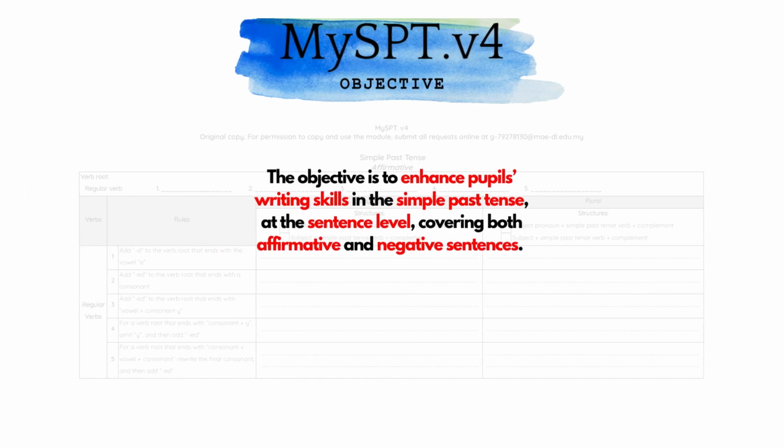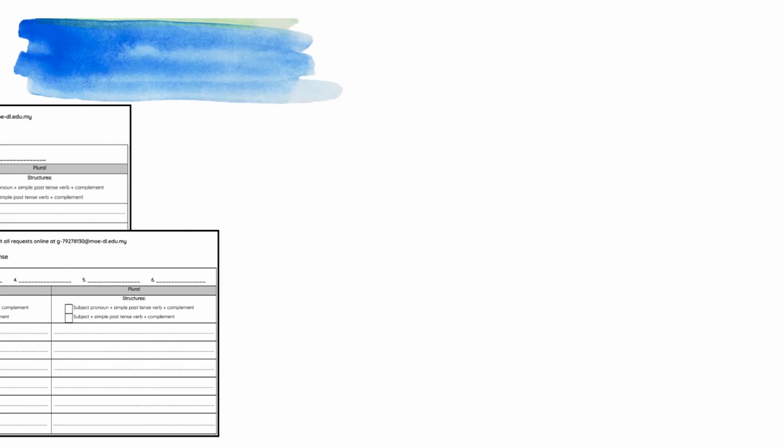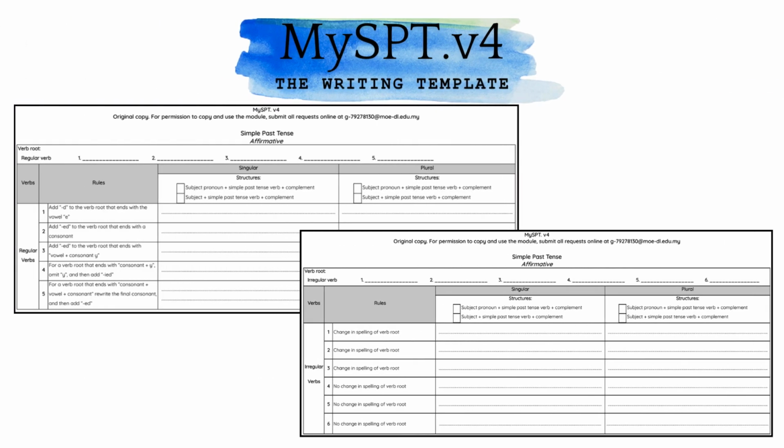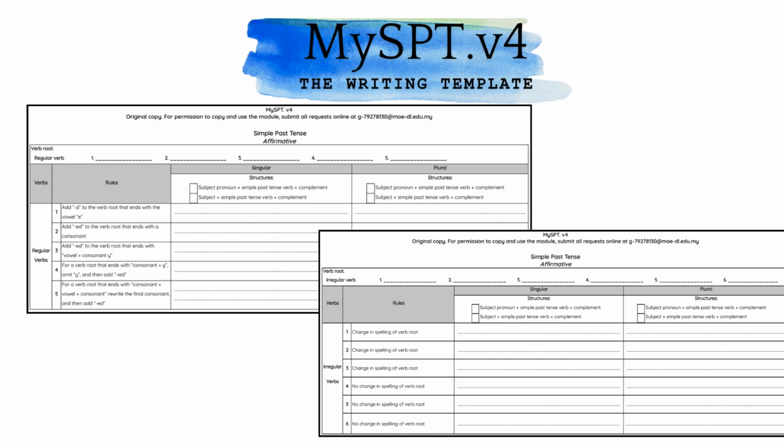MySPT version 4, the objective. The objective is to enhance pupils' writing skills in the simple past tense, at the sentence level, covering both affirmative and negative sentences. MySPT version 4, the writing template. The figures illustrate the writing templates designed to help pupils write affirmative sentences in the simple past tense, using both regular and irregular verbs in singular and plural forms. The grammar rules, including relevant sentence structures, are compiled in the template.